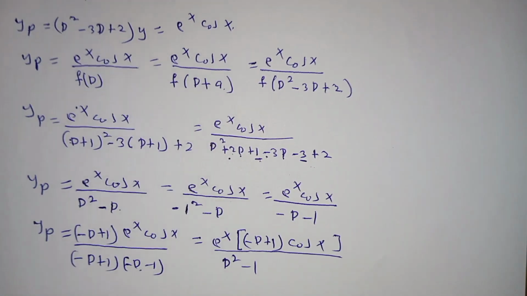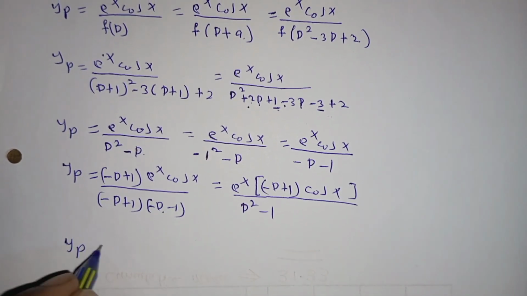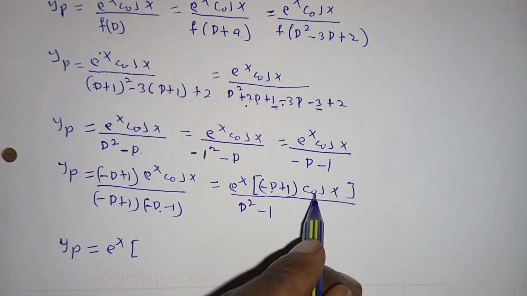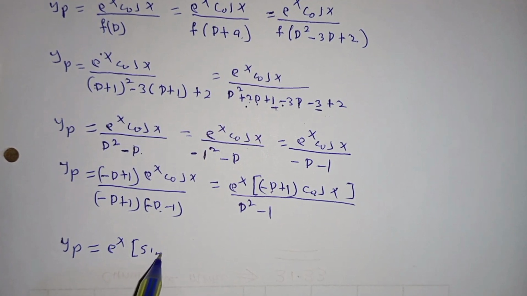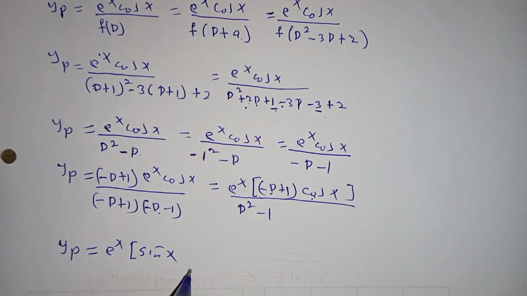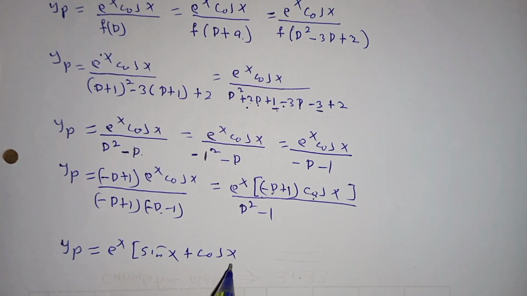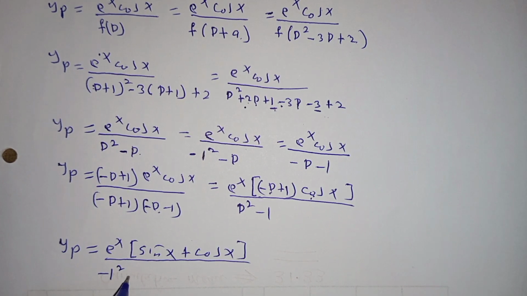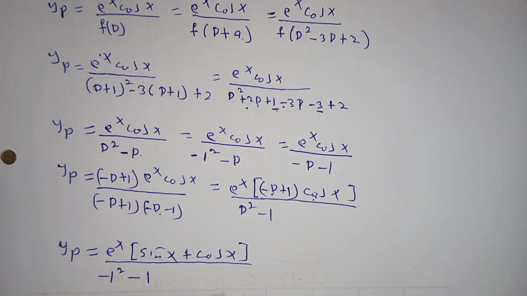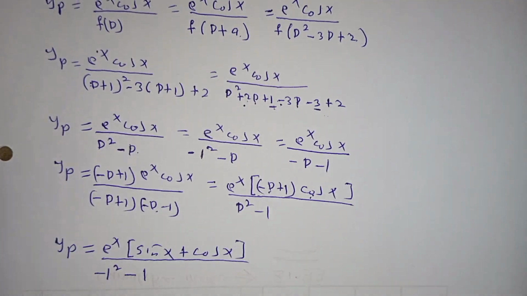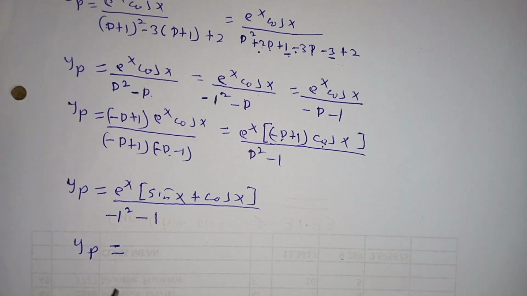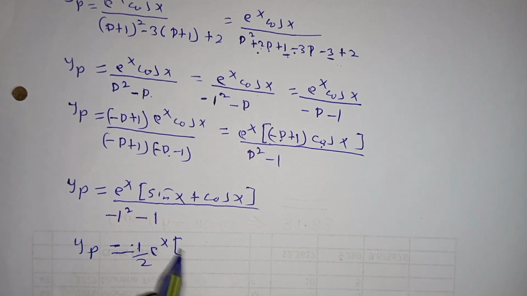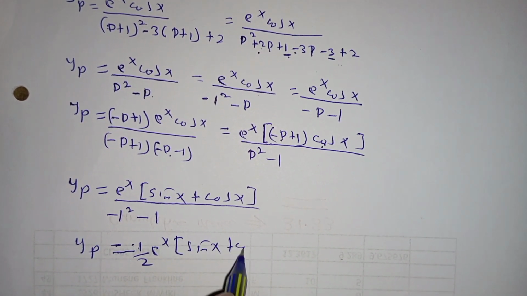So yp is equal to e^x times the bracket. d means we differentiate, so we will have sin x. Negative and negative will cancel, plus cos x, close the bracket, divided by negative 1 squared minus 1. So yp is equal to negative 1 over 2 e^x (sin x plus cos x).